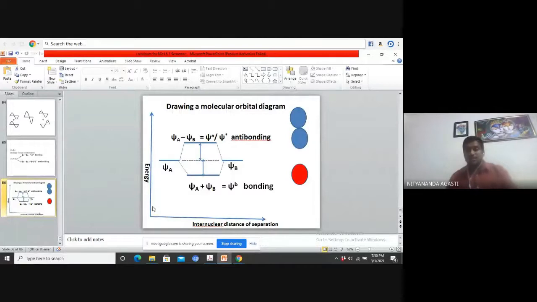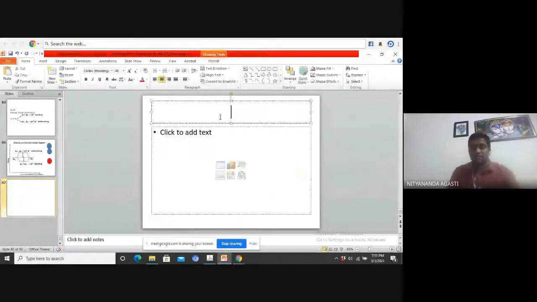This was a general example of how to draw a molecular orbital diagram considering atomic wave functions. Now we are going to see specific examples in our syllabus. We are going to discuss molecular orbital diagrams. I'm writing: MO diagram of homonuclear diatomic molecules.